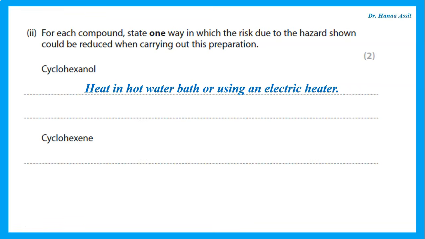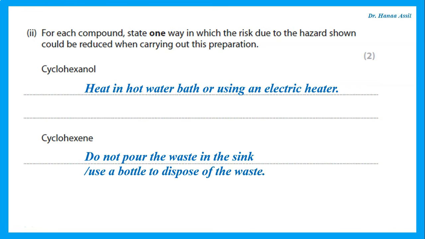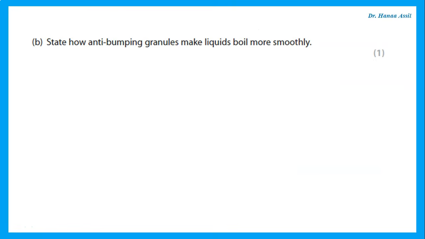What about cyclohexene? Cyclohexene, we said, is harmful to the environment. That means I shouldn't throw away the wastes into the sink, or we should pour it into a specific bottle in order to dispose of the waste. So these are the methods of reducing the risk.